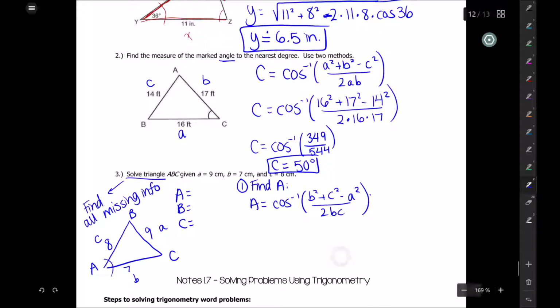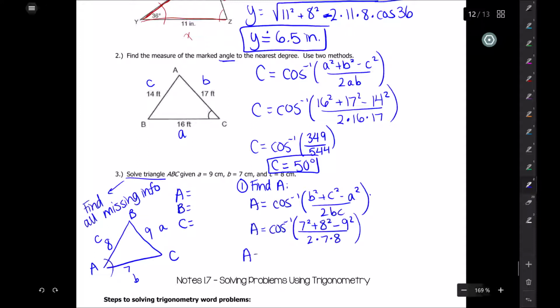So here, b is 7, so I'm going to do 7 squared. C is 8, so I'm going to do 8 squared. A is 9. All over 2 times b, which is 7 again, times c, which is 8.